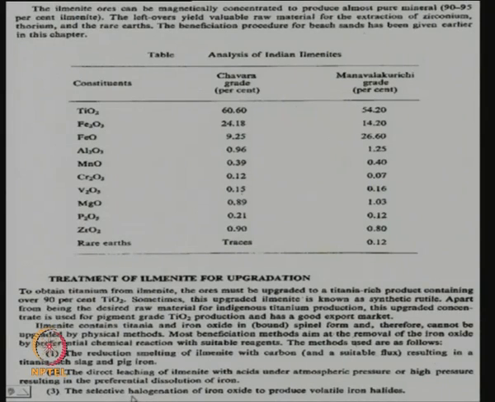Then it is also possible to directly go for selective halogenation on the ilmenite, so that iron oxide will produce volatile iron halides under certain temperature, leaving TiO2 behind. So, there are different approaches of separating iron from TiO2. Eventually, we need to produce TiO2 or a halide of titanium, from which we will produce the metal.